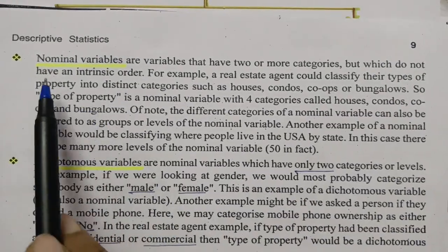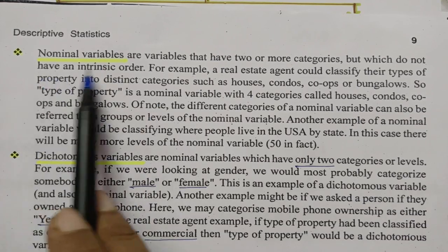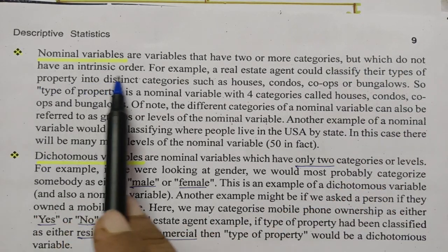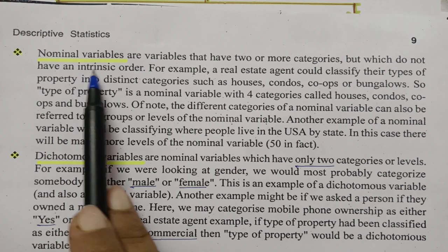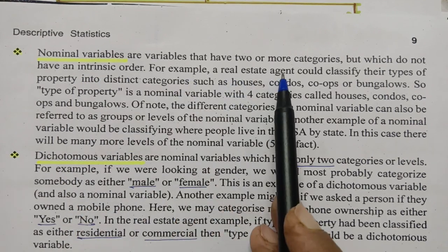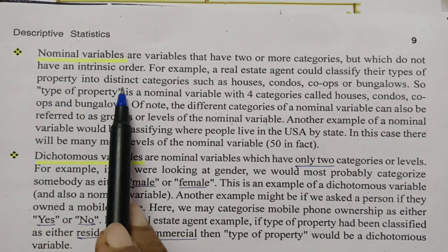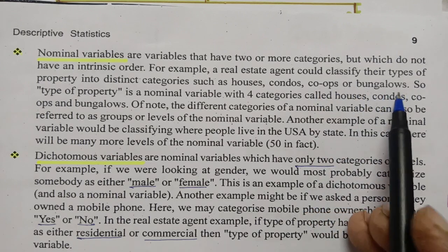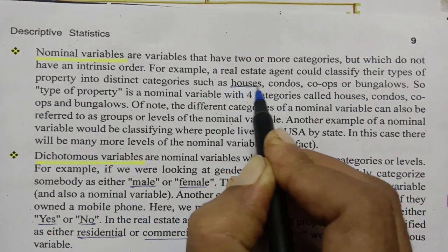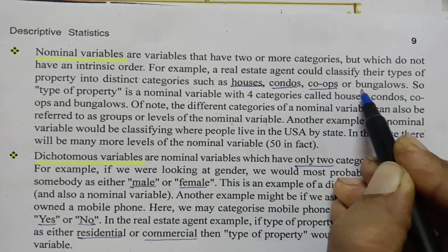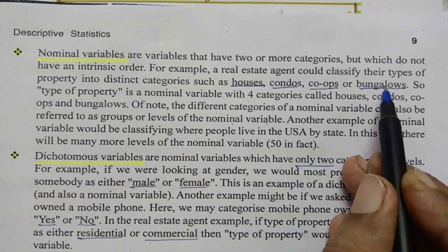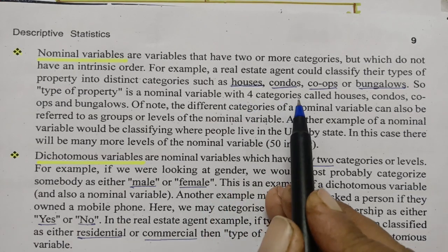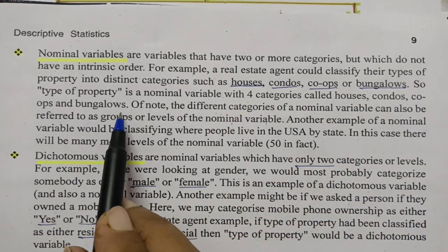This is the nominal variable from the descriptive statistics textbook. Nominal variables are variables that have two or more categories but which do not have any intrinsic order. For example, a real estate agent can classify the types of properties into distinct categories such as houses, condos, co-ops or bungalows. So there are four categories while selecting a property. The type of property is a nominal variable with four categories: houses, condos, co-ops and bungalows.